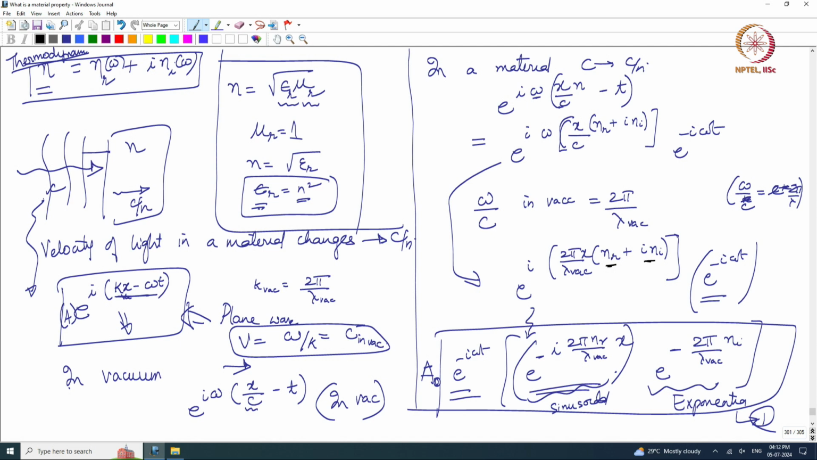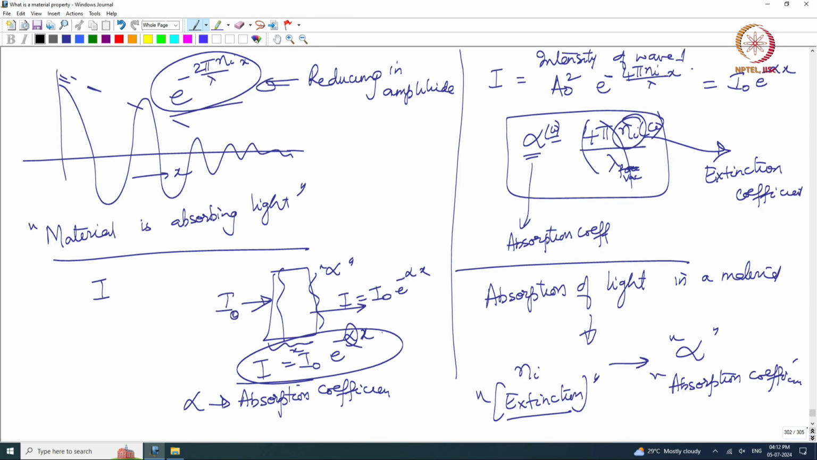Now, if I look at the real part and the imaginary part: the imaginary part, we said, is going to reduce the amplitude or the intensity of light. The imaginary part of refractive index, n_I, is what is called the extinction coefficient, which is related to the absorption coefficient that absorbs a certain intensity of light. Now, what is the real part of refractive index doing?